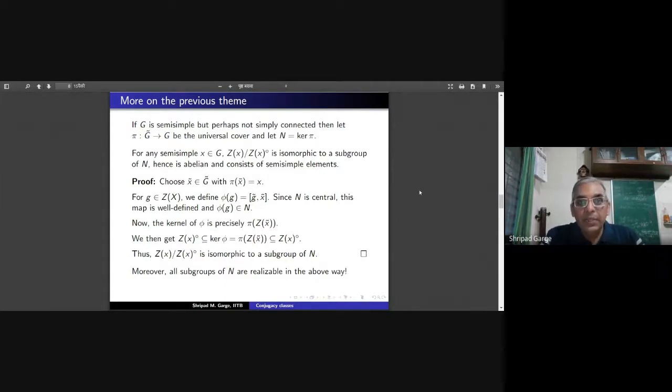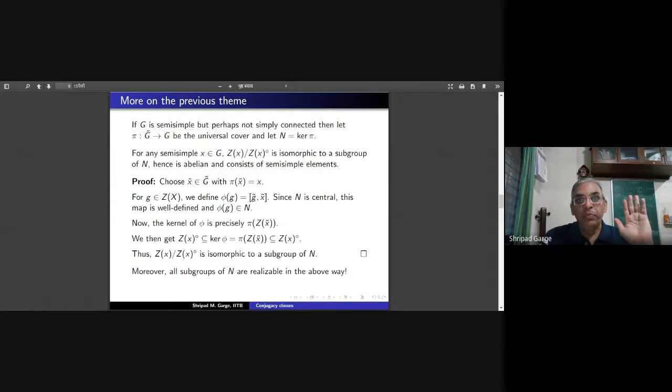For any semi-simple element X, the quotient Gx mod Gx naught, or the group of connected components of the centralizer, is isomorphic to a subgroup of capital M. This is a very interesting statement. So at one go, it tells you what are all possible groups of connected components of any semi-simple element in a given group G.